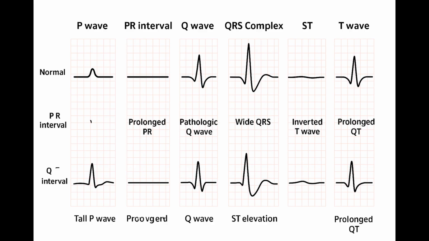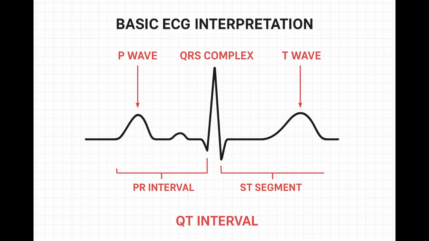Now, if it's consistently longer than that, longer than 0.2 seconds, that's a first-degree AV block. First-degree block. Sounds bad, but often it's not that big a deal, clinically speaking. Maybe someone's just really fit or on certain meds. That's often the case.